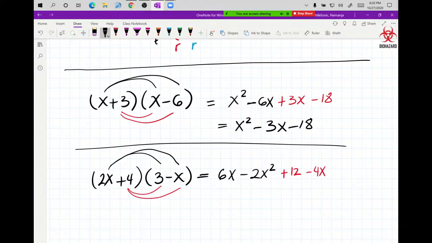Now it is your job for full credit to put this in the descending order of powers, meaning negative 2x squared has to be listed first because x squared is the highest exponent you have. So you list the highest one first, and then all of the terms that have lesser exponent, they go after this. Now we do have 6x minus 4x.